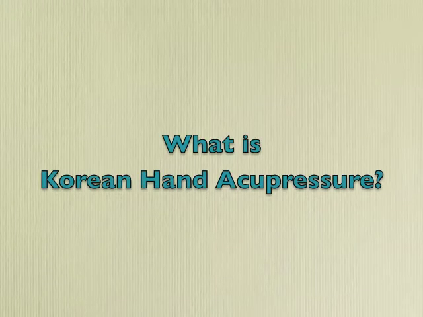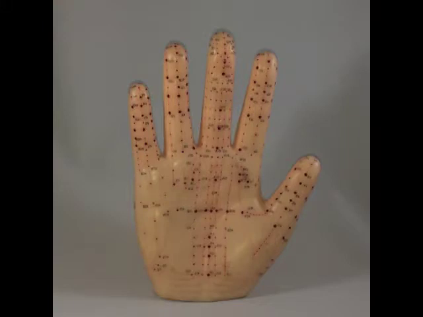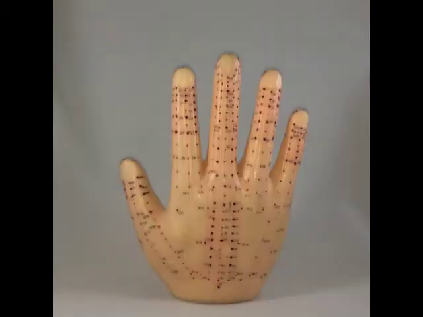What is Korean hand acupressure? Korean hand acupuncture, or acupressure, is a system of acupuncture developed in 1972 by Dr. Yu-Tai Woo, a Korean acupuncturist. He found that he could treat any part of the body through the hands, much like reflexology. He also discovered that all the channels and points of acupuncture are reflected in the hands.